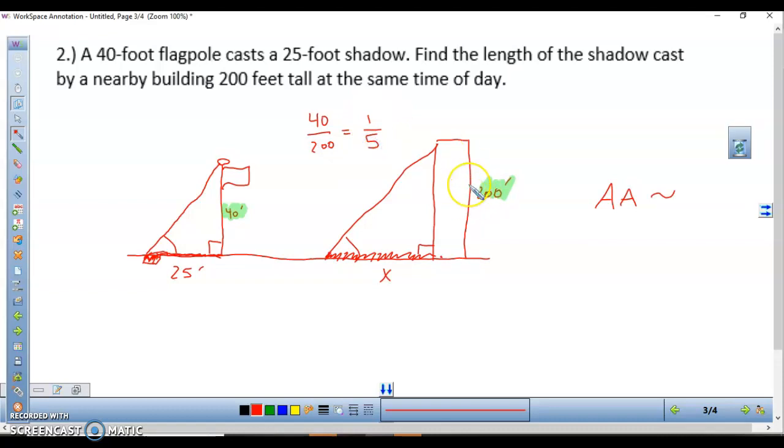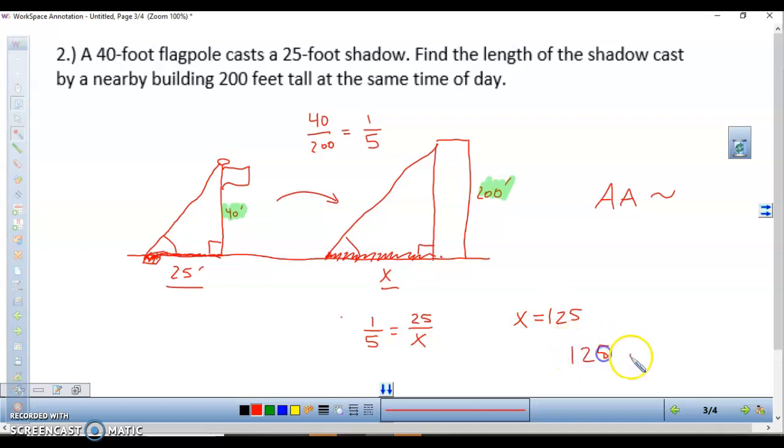Cool. And so from there, I can set up my proportion. So I'm going to go from small to big. So 1 over 5 is equal to 25 over x. And then when I cross multiply, I end up with 1 times x is x, and 5 times 25 is 125. So I end up with the length of the shadow is 125 feet. Booyah. Again, pardon my terrible handwriting.